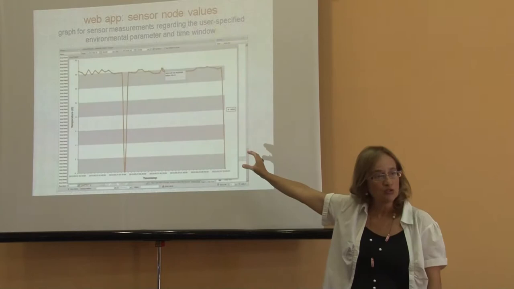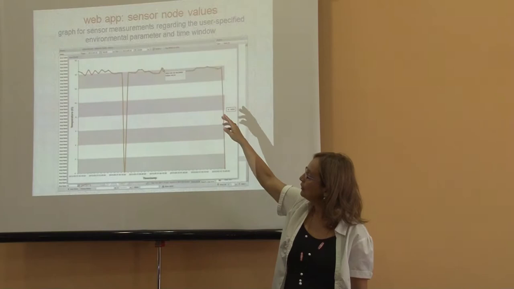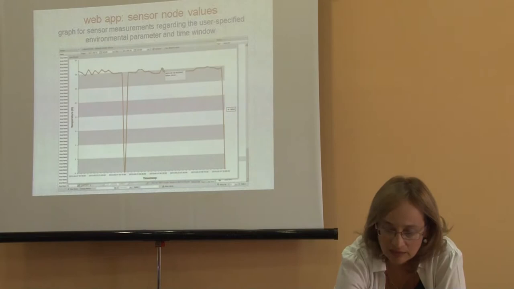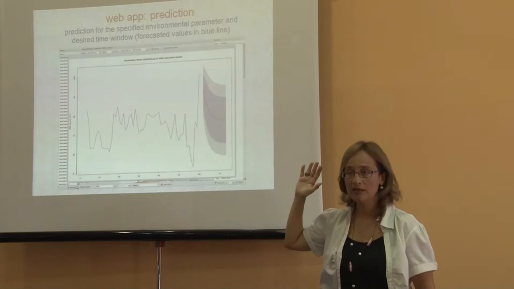So as you can see, it is easy to find out that here we had no measurement at all, that the sensor produced certain values, but then there was a gap in the data. So these are some of the issues that are detected from our statistical analysis. The web application also helps us with prediction, in the sense that we have prediction of a specified parameter for a specific time window.